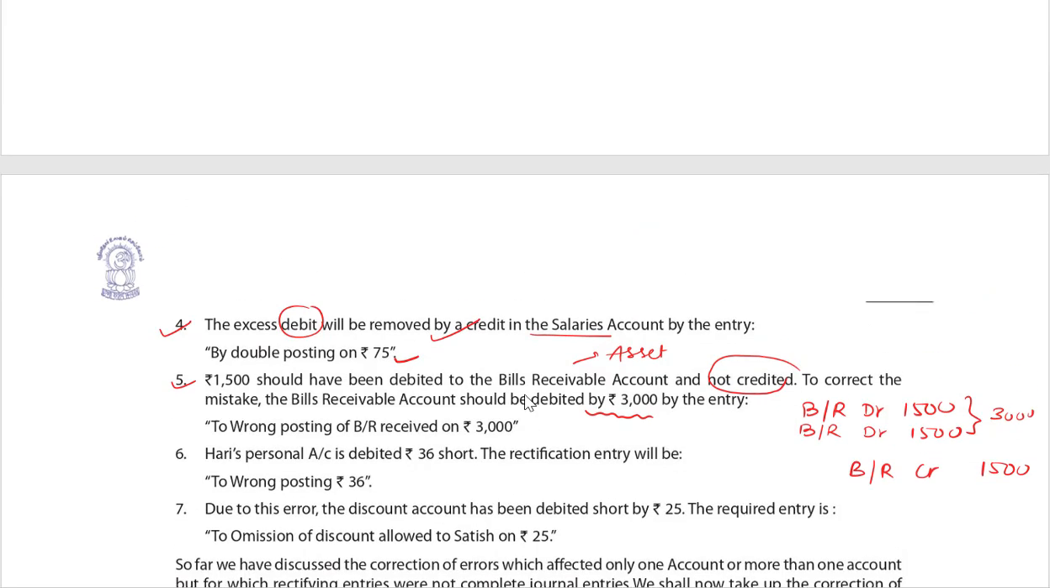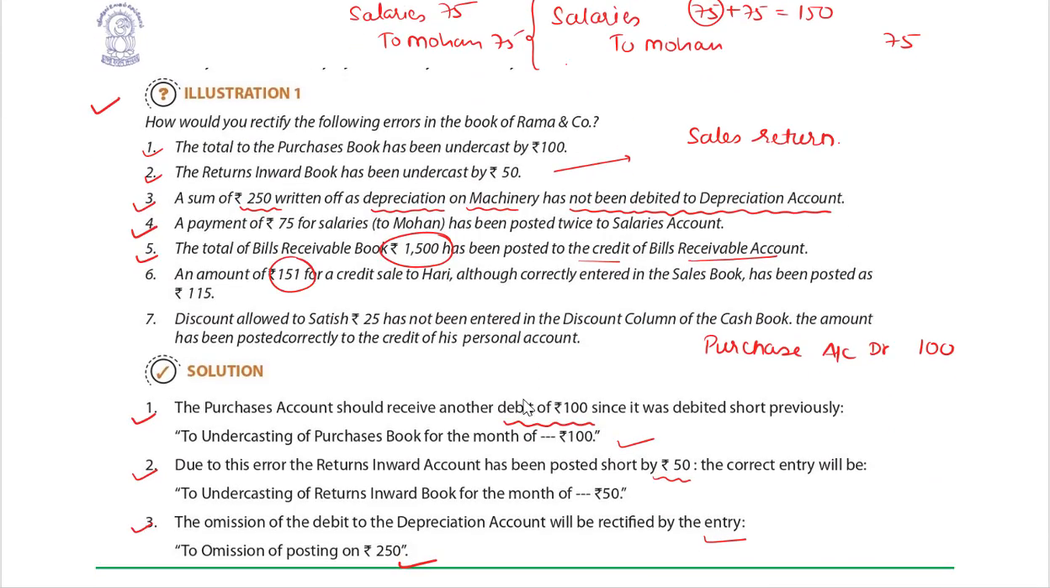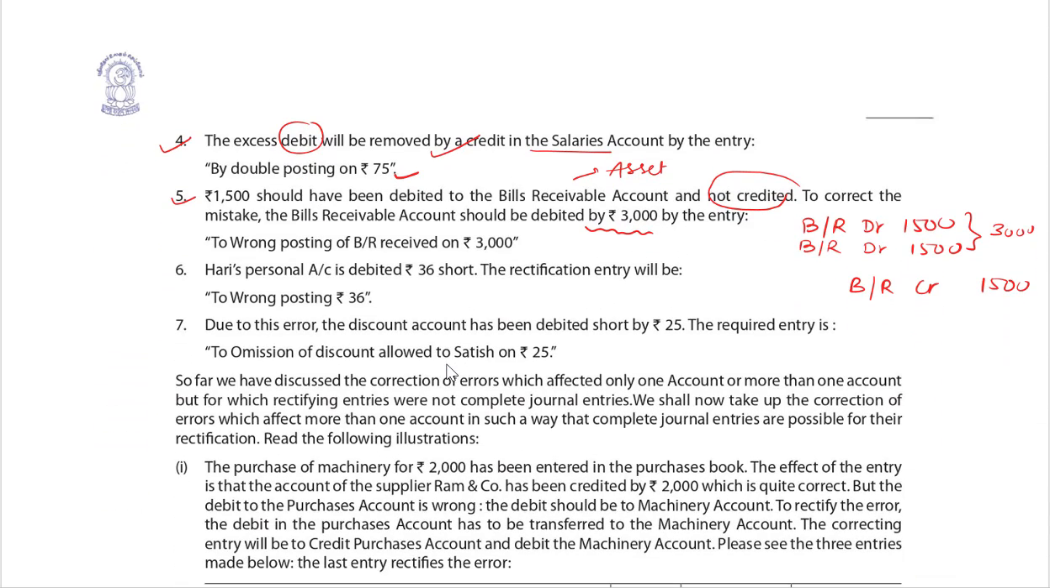Let's see the sixth one. An amount of 151 for a credit sale to Hari, although correctly entered in the sales book, has been posted as 115. This is an error of commission. Let us see now: 151 minus 115 equal to 36. So Hari's personal account is debited 36 short. So the rectification entry will be for wrong posting, 36.